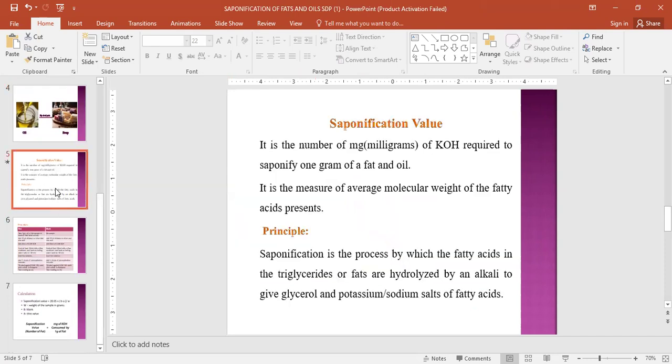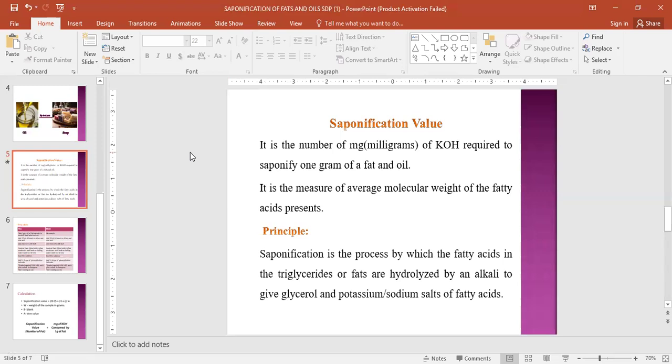Next is the saponification value. Saponification value is nothing but the number of mg of KOH required to saponify 1 gram of fat and oil. If you take 1 gram of fat or oil and react it with the KOH solution with the formation of the soap, how much KOH is required to saponify that 1 gram of fat or oil? That is nothing but the saponification value.